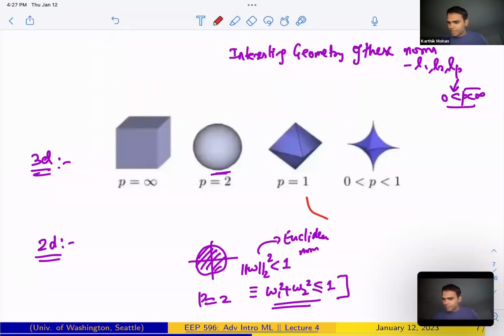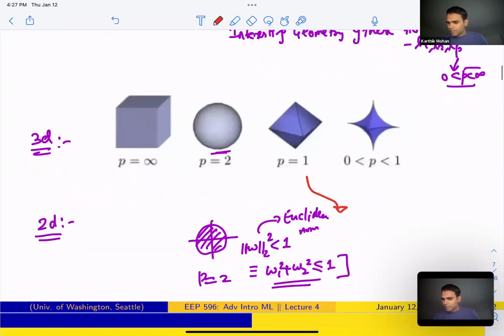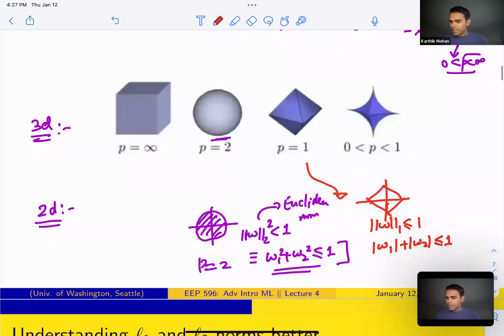If you look at p equals 1, that's the same as the L1 norm less than or equal to 1. So here you have w1 in absolute value plus w2 in absolute value less than or equal to 1. This turns out to be this diamond-shaped thing. How do you know it's diamond shaped? Well, you look at the edges. So here's (1, 0), (0, 1), (-1, 0), and then this is (0, -1). The edges are when you have equality, right?